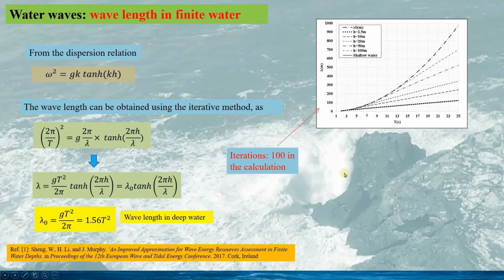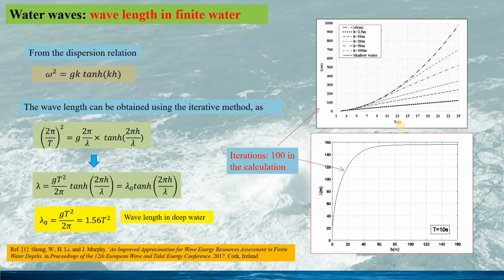A more accurate method for calculating the wavelength is the iteration of the equation. Here, we calculate the wavelength by iterating the equation 100 times. We can see the wavelengths of different wave periods in different water depths are given. If we take an example of a wave period of 10 seconds, the wavelength decreases with the decrease of the water depth. See this curve here.